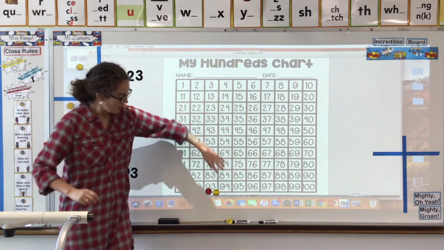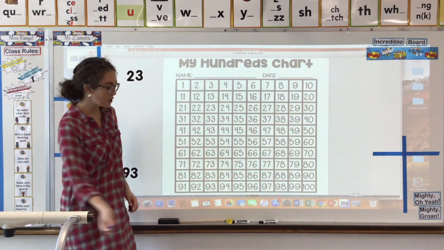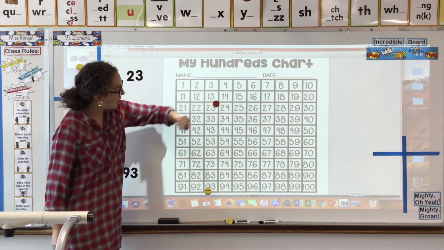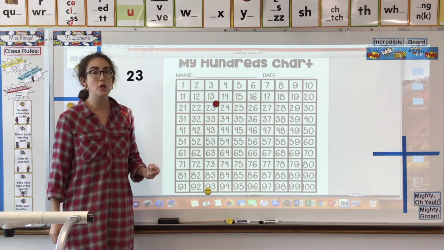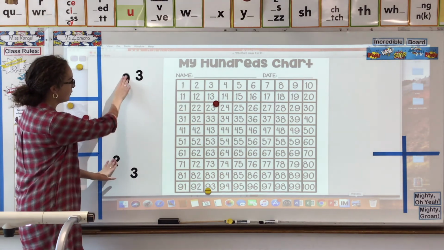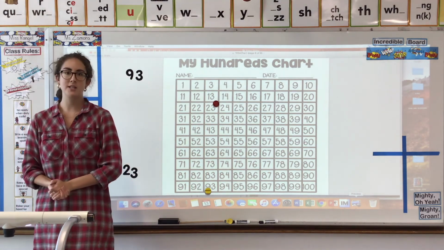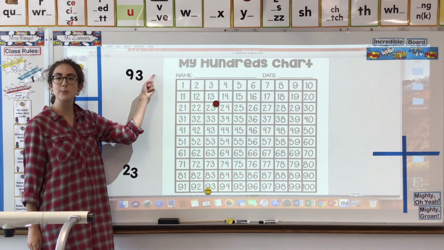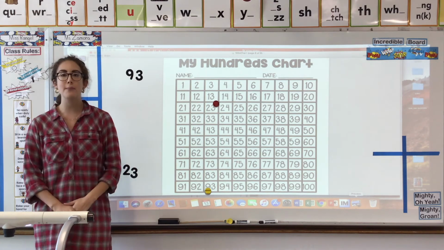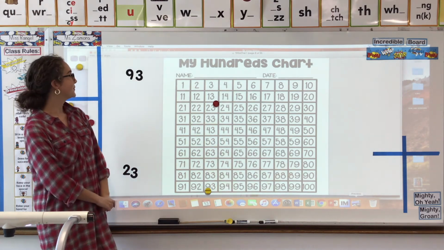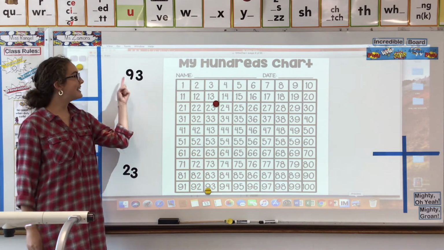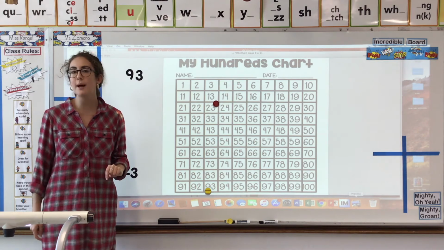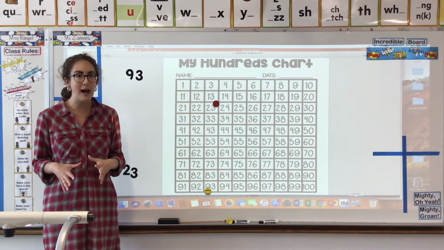Okay, Super Scholars, we're going to start at 93, and we're going to skip count by tens until we reach 23. So we're going to reverse. In 93, which number is in the tens place? The 9 is in the tens place. So the 9 is going to be the number that is going to change in value.